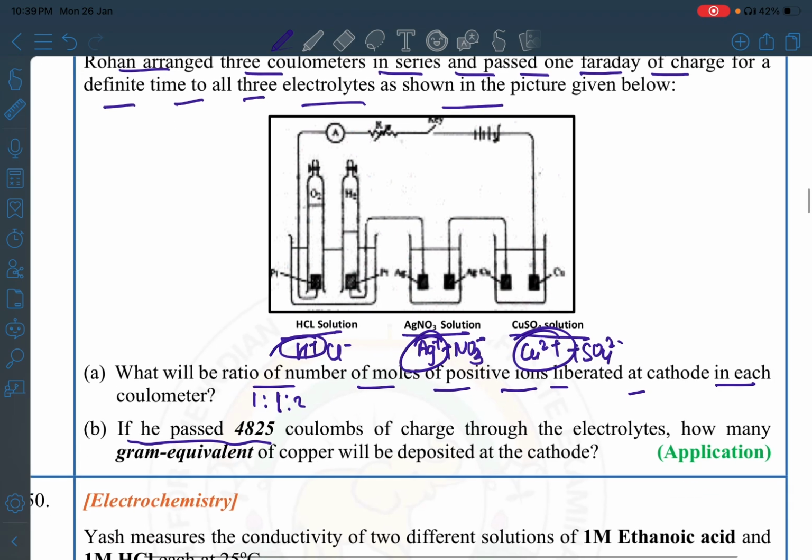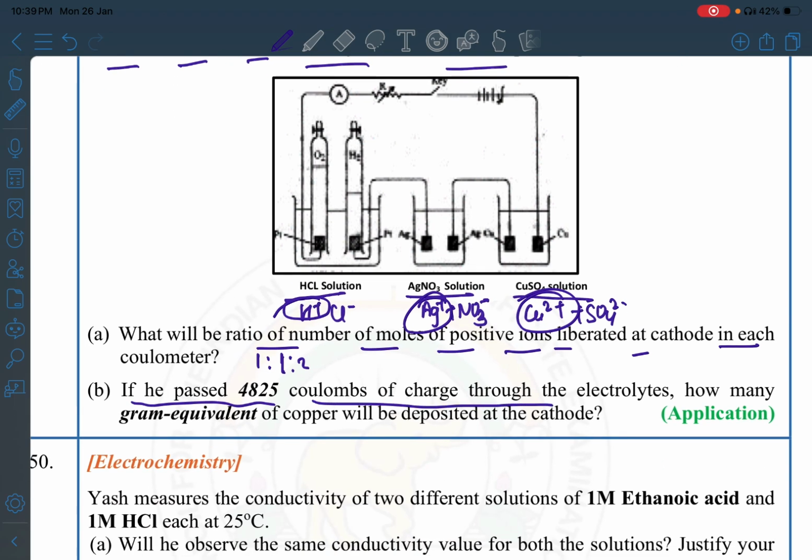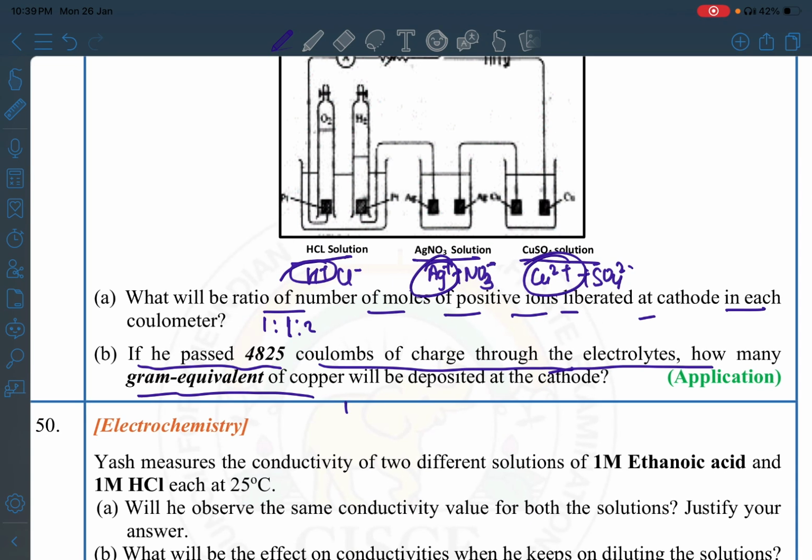If we pass 4825 coulomb of charge through the electrolyte, how many gram equivalents of copper are deposited? 1 gram equivalent of copper equals 96500 coulomb. So for 4825 coulomb, 4825 divided by 96500 becomes 0.05 gram equivalent. So the answer will be 0.05 gram equivalent.